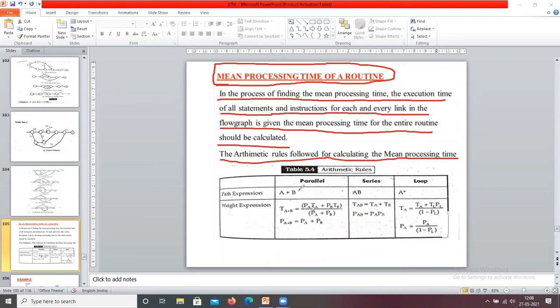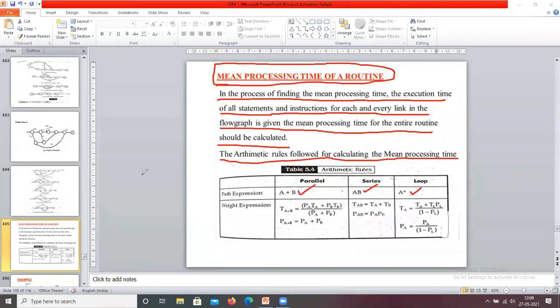So this is the path expression a plus b, series expression ab, and loop expression a asterisk. So these are the weight expressions. The time for a plus b, this is the probability of a plus b. So time of a plus b equals probability of a into ta plus probability of b into tb, divided by probability of a plus probability of b.